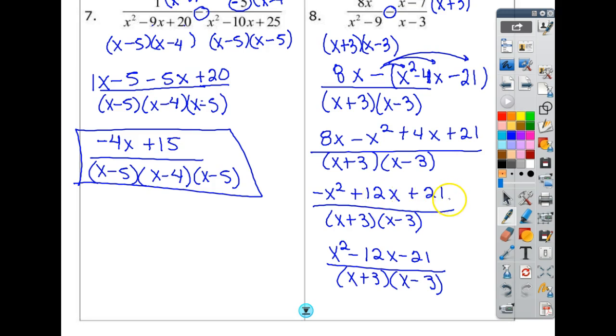And then 21 and 1. Does 21 and 1 make 12? No. So neither one of these factors, so we don't have to worry about the signs. So you can have either one of these, okay?